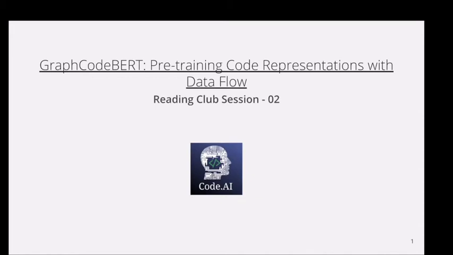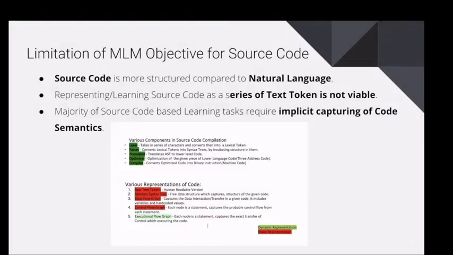Today we are looking at GraphCodeBERT: pre-training code representations with data flow graphs. To note that, first we have to discuss why a normal masked language modeling objective is not sufficient for source code. Why do we need something more than that?